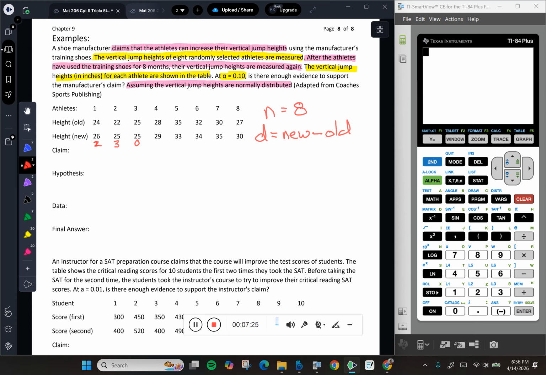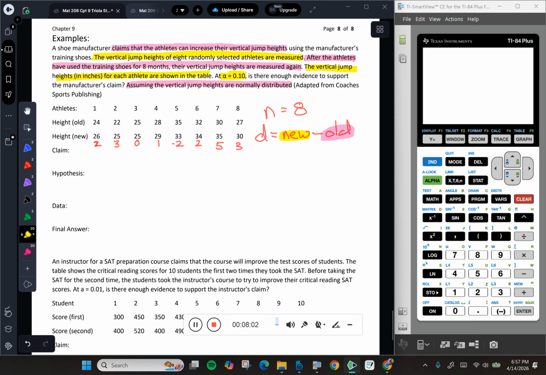And how am I getting these? I'm taking their new jump height, subtracting their old jump height, and that's giving my D values. For athlete number 4, D would be 1. For athlete number 5, D would be -2. Okay, now there's a negative number. Does that make sense? Sure. If positive numbers means their jump height increased, negative numbers just means their jump height decreased. For athlete number 6, our D is 2. For athlete number 7, our D is 5. And for athlete number 8, our D is 3.